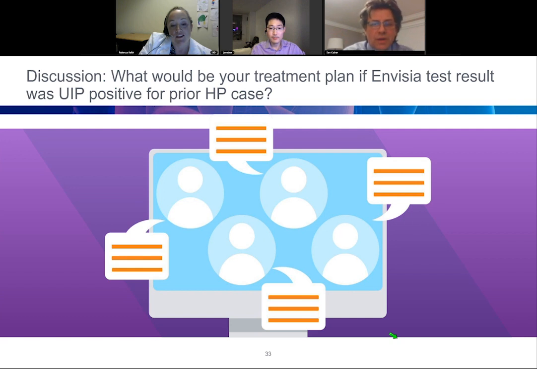Now the question is, and I think there was a question from the audience about this too, let's say that this was the HP case that we had by some pathology, and yet the genomic classifier was UIP positive, which we know can happen, right? We're just classifying the pathology. We're not classifying the MDD diagnosis. So what would be your treatment plan in this case? UIP positive, with HP?